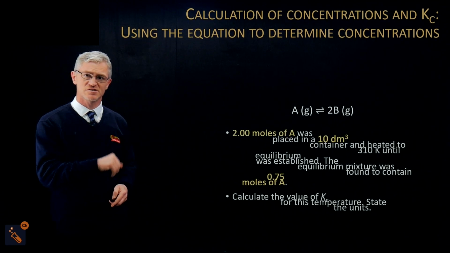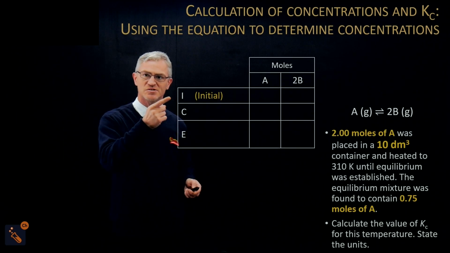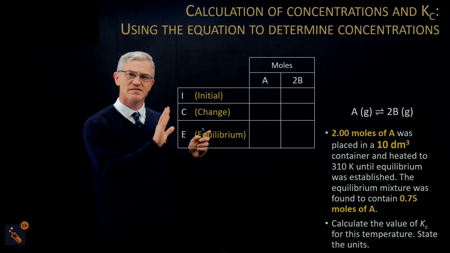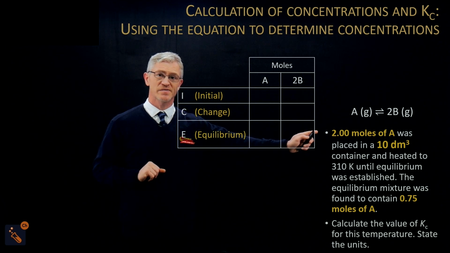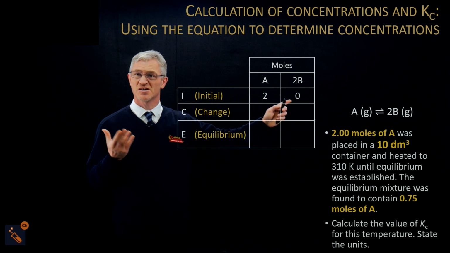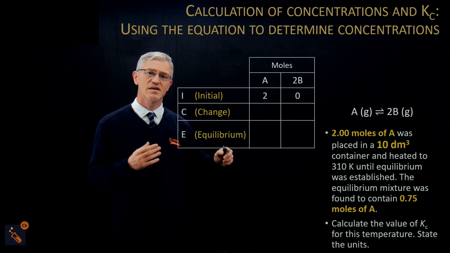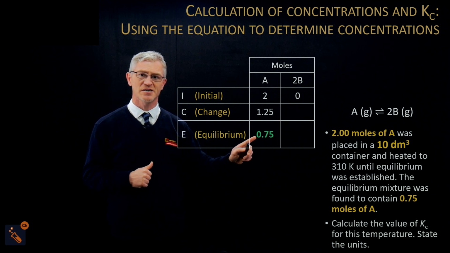So let's put this over to the side and introduce you to our ICE table. So our ICE table stands for initial, change and equilibrium. Now, the initial is just what's in the question. So you can see here we've highlighted 2 moles of A at the start and there's none of B because it's the product. Nothing's been made of it yet. At equilibrium, we know there was 0.75. So 0.75 is going to come up here.